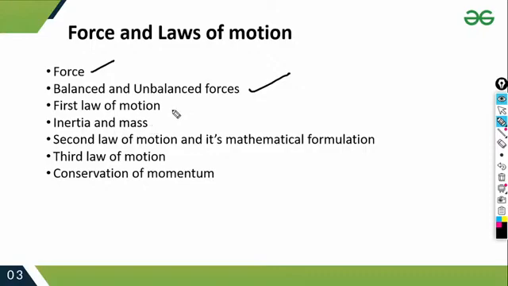Then we have the three laws of motion. We are going to see all of them one by one. First we'll see the first law of motion.